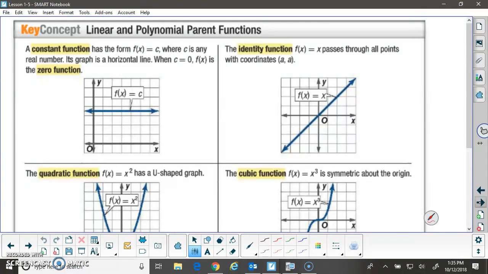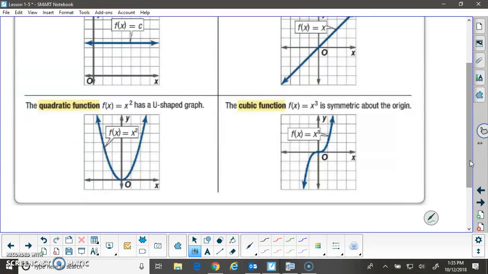We have a constant function, which, as you can see graphically, is just a horizontal line. The equation is just f of x equals some number, whatever the height of that constant function is. The next one is an identity function, and the identity function is just f of x equals x, and it produces a diagonal line. It produces coordinate points such as (2, 2), (3, 3), and (4, 4).